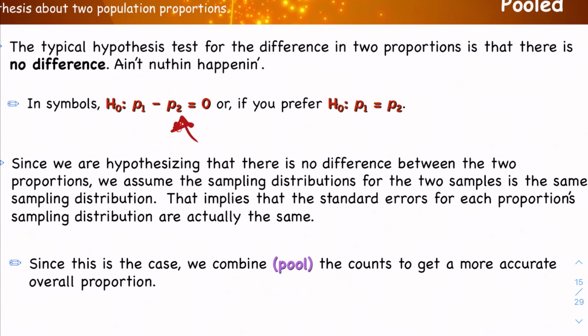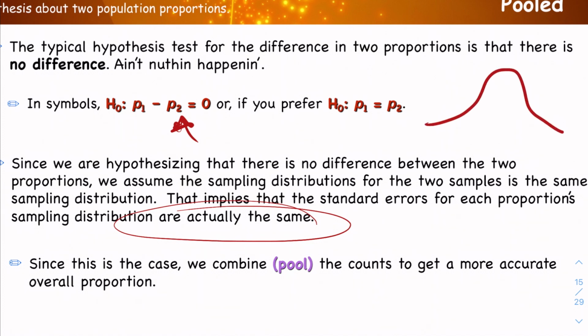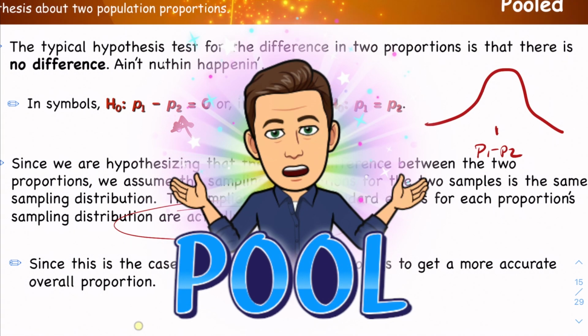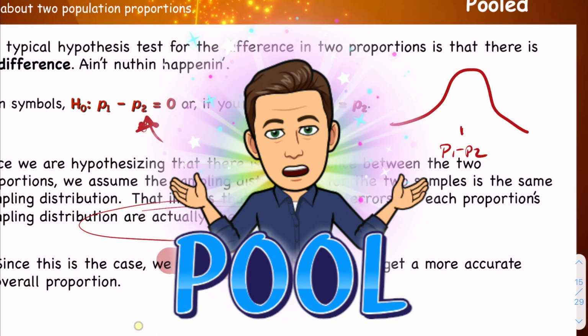Since we're hypothesizing that there's no difference between the two proportions, we're assuming that the sampling distribution for the two samples is the same actual sampling distribution, which implies that the standard errors for each proportion sampling distribution are actually the same. And since we're assuming that they're the same distribution, we actually have to change something about our standard deviation. And so what we do, and this is the one thing I just need you to remember, in this case, we're going to pool the counts to get a more accurate overall proportion.